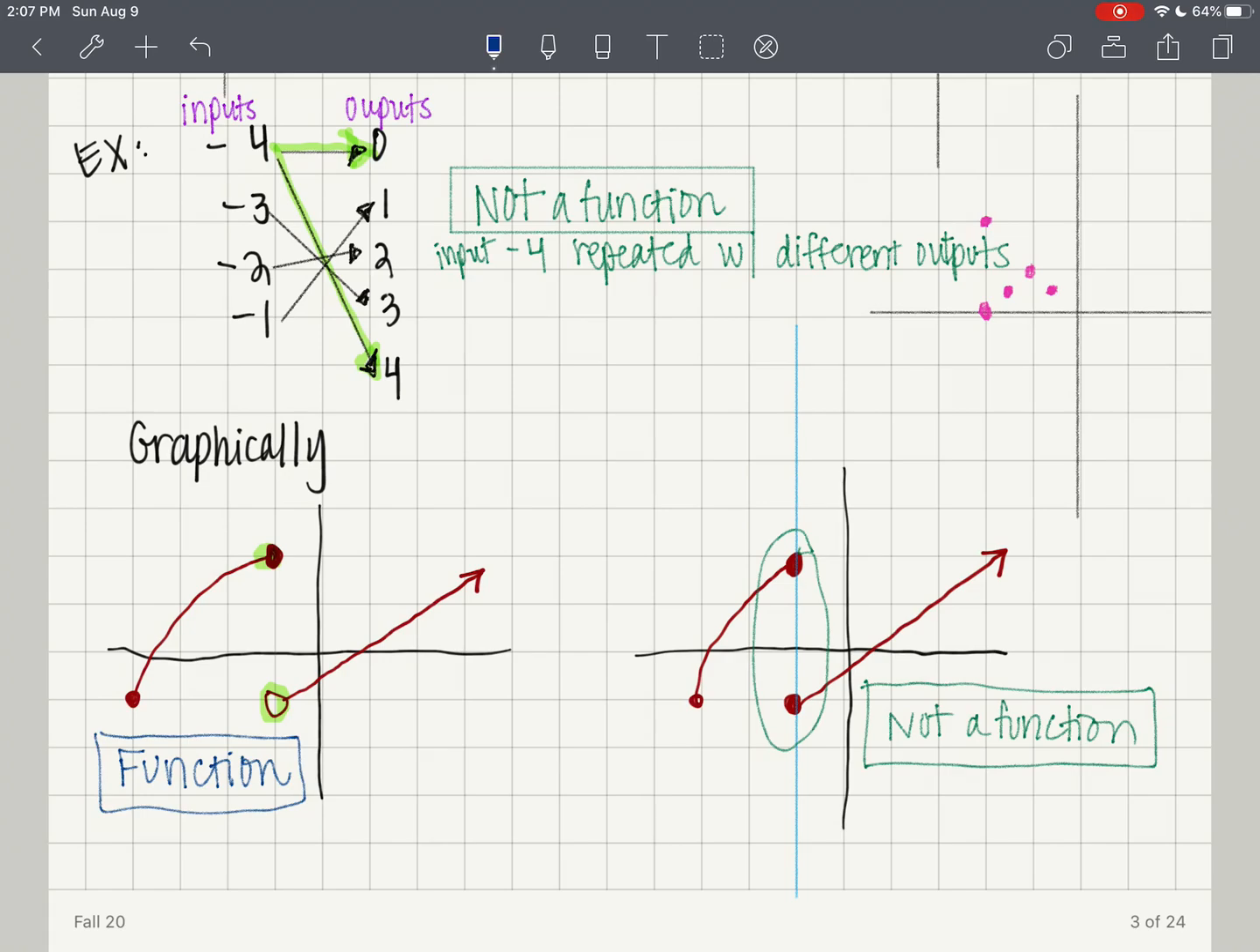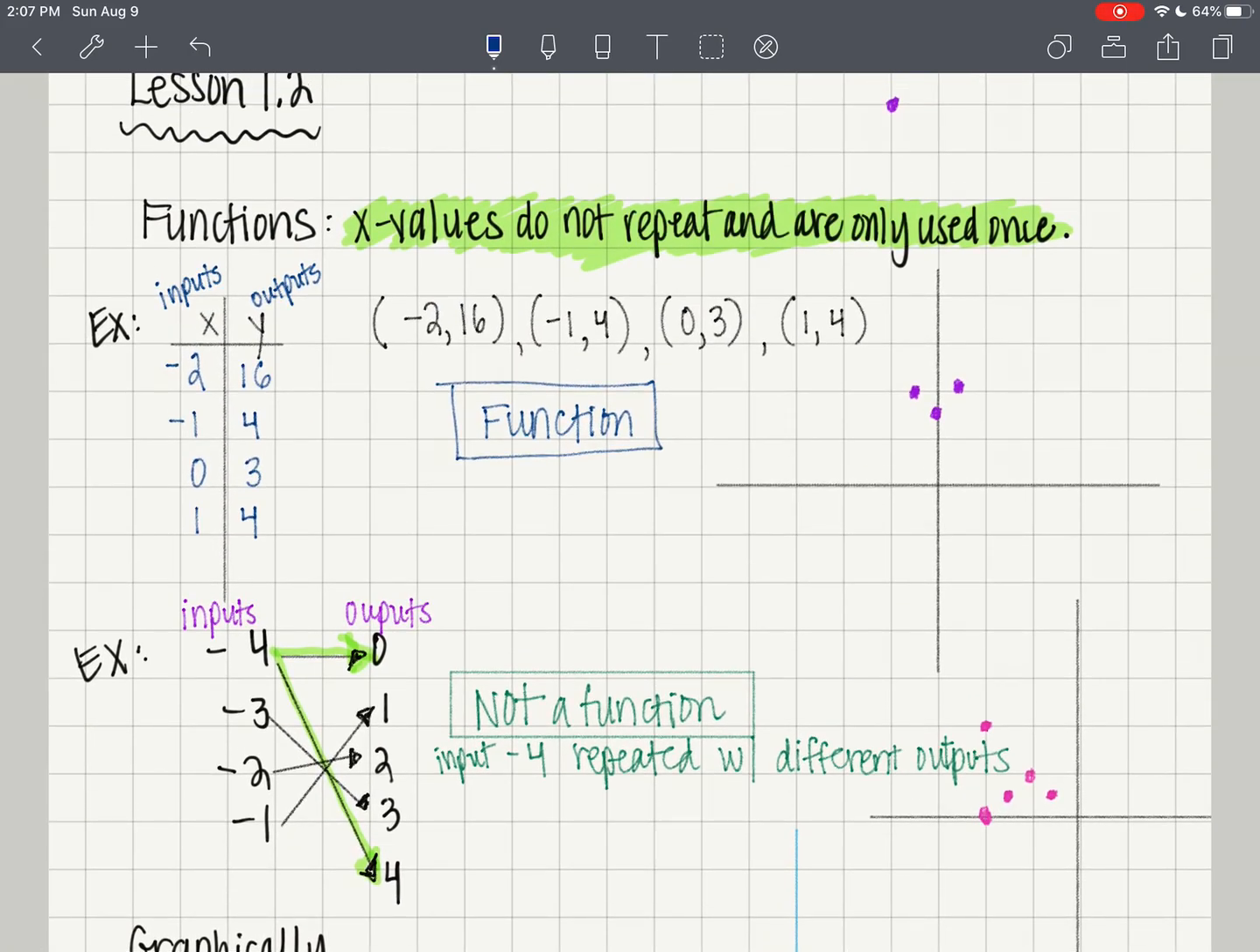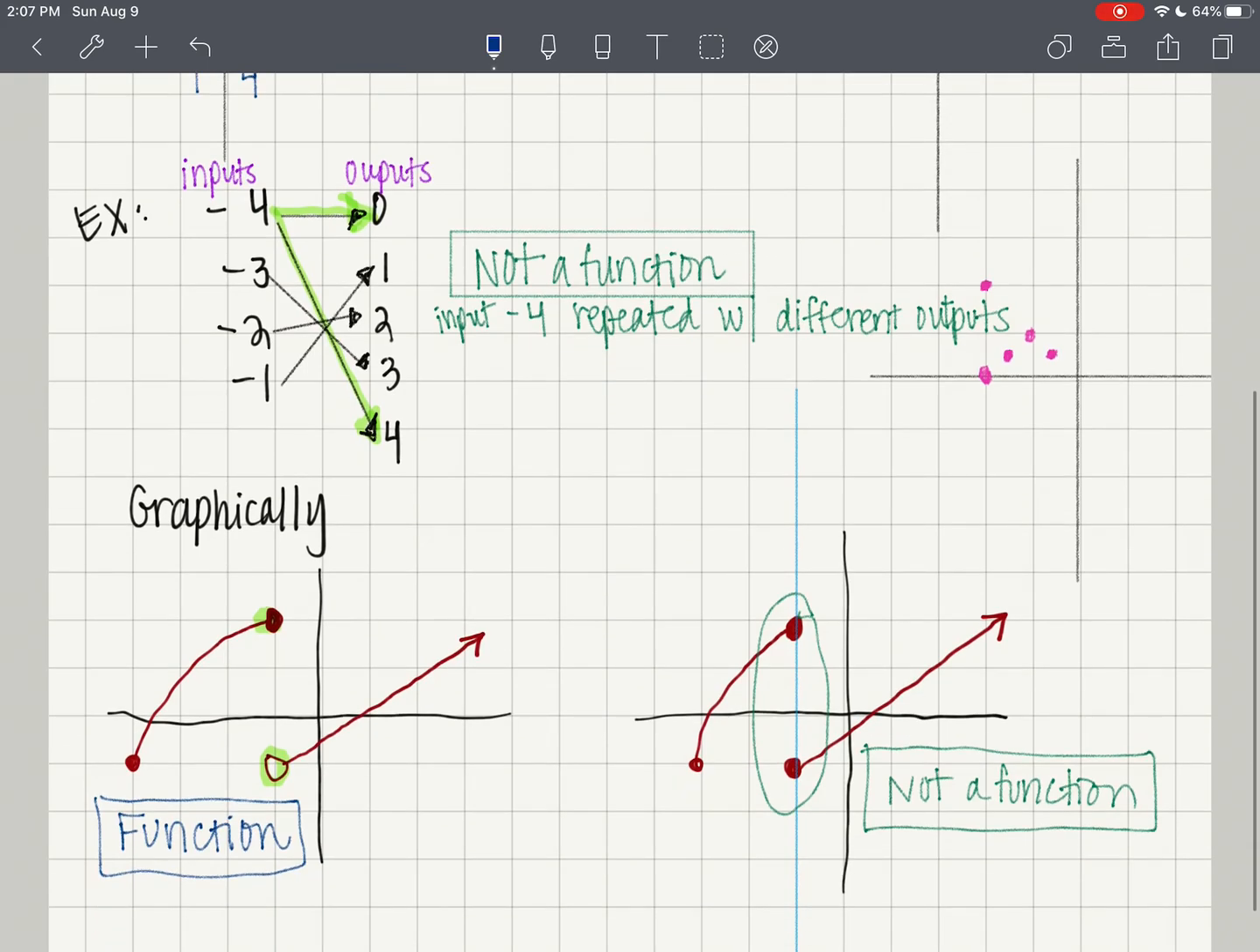So that's how we can tell whether or not we've got functions: by a set of ordered pairs, by a diagram, and by our graphical representation.